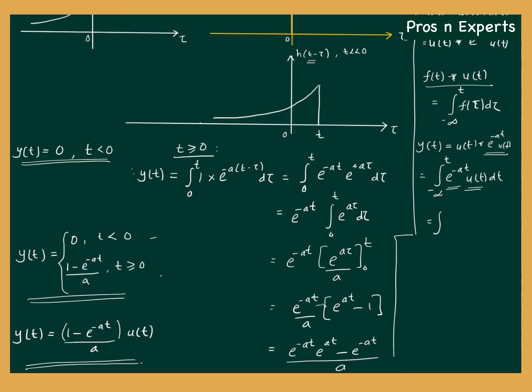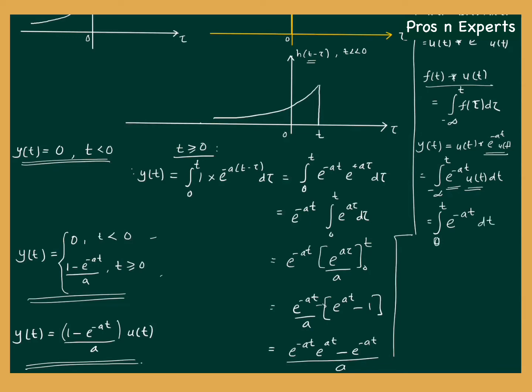So I can rewrite this limit as 0 to t, instead of minus infinity to t, since the signal is only from 0 to t. So 0 to t e raised to minus at dt. Now there is no need to write u of t because its effect is here by truncating the limit.